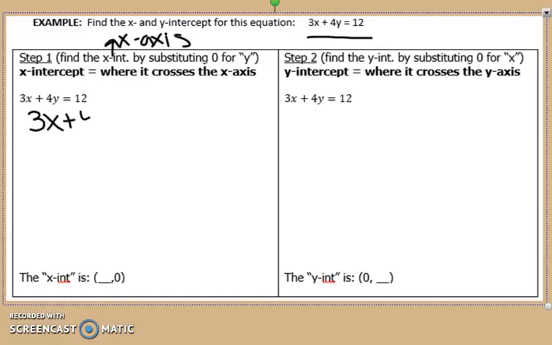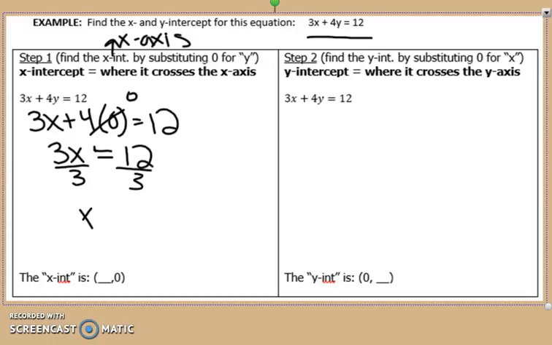So I have 3x plus 4 times 0 equals 12. Now if I use order of operations and solve for x, 4 times 0 is 0, so I'm not even going to write that. 3x equals 12. If I divide both sides by 3, x is going to equal 4. Well, if x equals 4, that means my x-intercept is (4, 0). That 0 comes from back in the beginning of the problem when we put 0 in for y. So in my coordinate point, 0 has to be my y value.